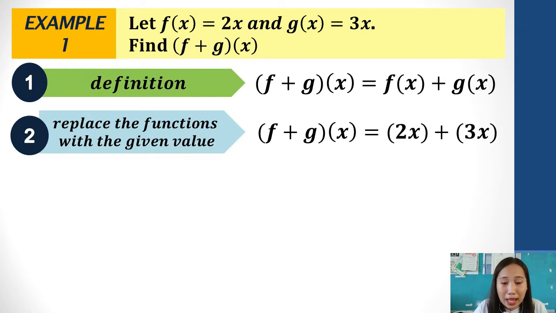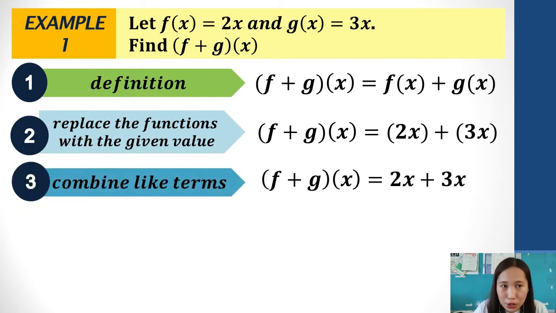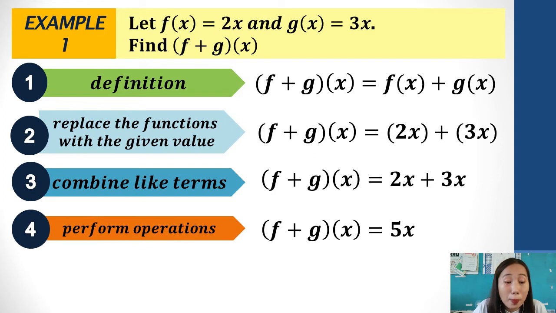Okay, third step na tayo. Combine like terms. So, ayan na yung sinabi ko kanina na like terms, di ba? So, since dalawa lang yung terms na involved dito, kunin mo na lang yung parenthesis. F plus g of x equals 2x plus 3x since like terms din naman sila. Fourth step is to perform the operation.